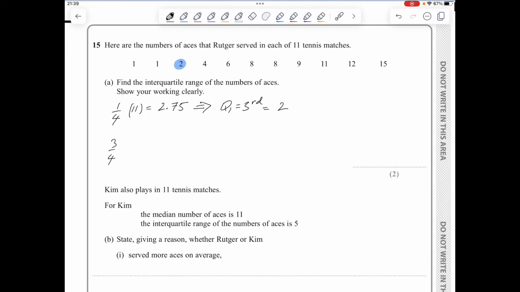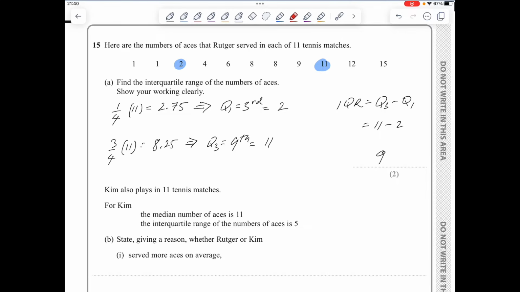Repeat with 3/4 of 11. This comes out to be 8.25. Again, we round up, and rounding this up is the 9th observation. Now the 9th observation is 11. Therefore, the upper quartile is 11. Finally, interquartile range is equal to Q3 minus Q1. Therefore, 11 minus 2, which gives me 9.